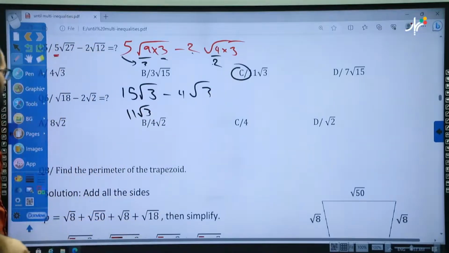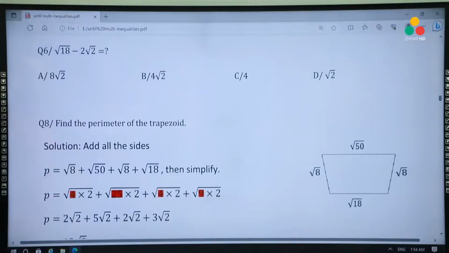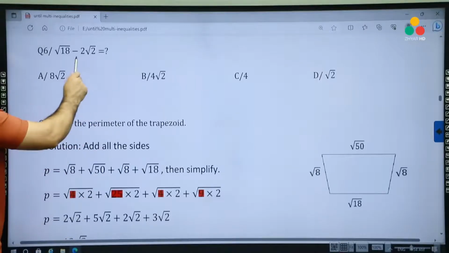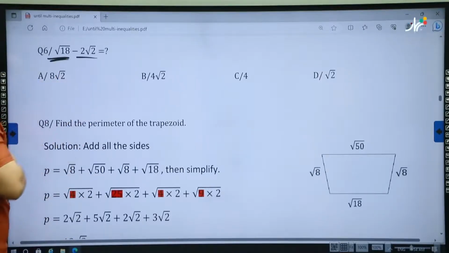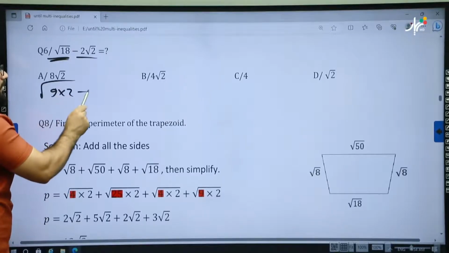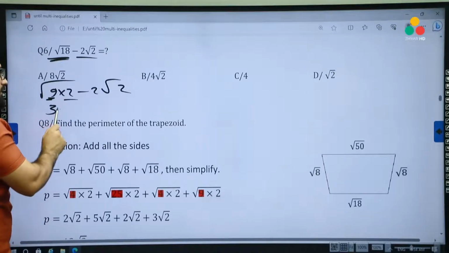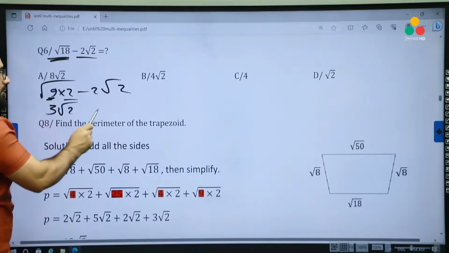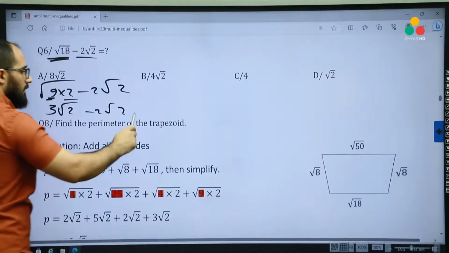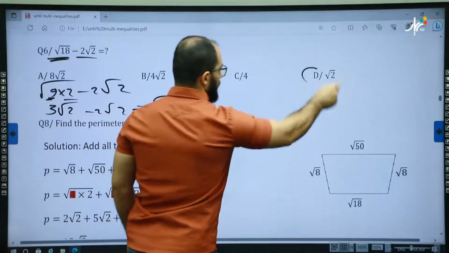The answer is C. Then the next question is the square root of 18 minus 2 square root of 2. We cannot simplify 2 square root of 2, but we can simplify square root of 18. It's going to be 9 times 2, minus 2 square root of 2. 9 is 3, 2 stays under the square root, minus 2 square root of 2. 3 square root of 2 minus 2 square root of 2 is going to be square root of 2. The answer is D.